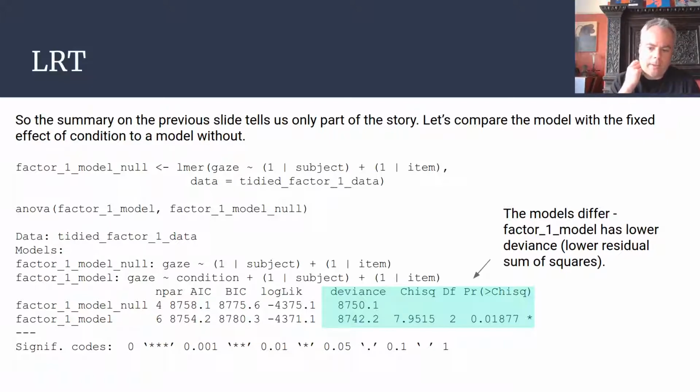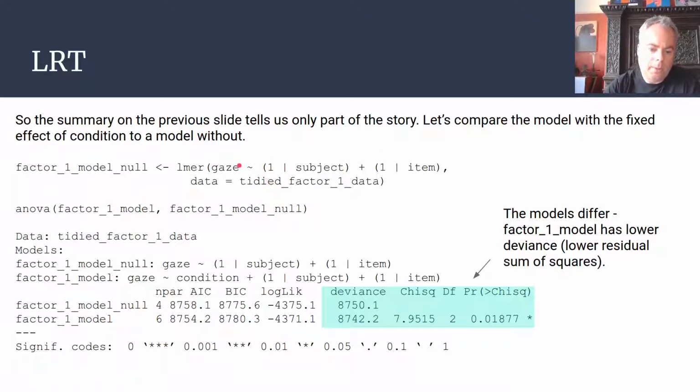So let's compare the model that we've just built with the fixed effect of condition to a model without. This is comparing our experimental model again with a null model like the one we looked at in the previous video. So our null model is the same as the model that we built earlier, except we've dropped the fixed effect. We've only got the two random effects in here. Again, remember, this null model has to be a subset of our full model. So you have to make sure that the random effects terms here are the same as they are in our full model. And the only difference is that in this case, we don't have the fixed effect.